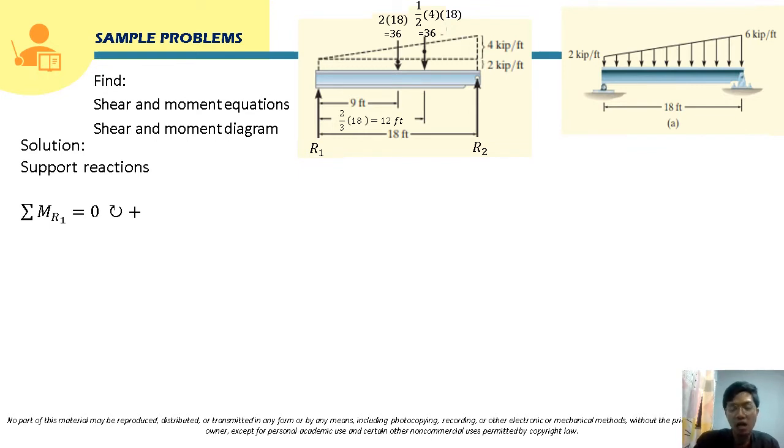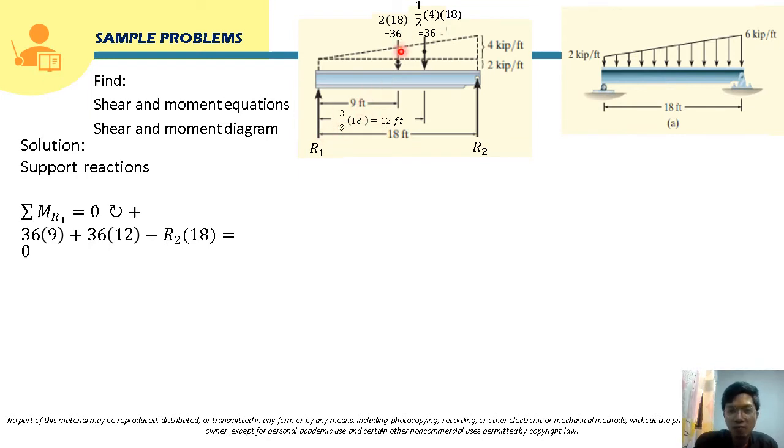On the other hand, class, we can take moment at R sub 1, so that R sub 1 will be cancelled and we can solve for R sub 2. So here, class, that is what we are going to do. We are going to take moment at the point of R sub 1. Taking moment here, R sub 1 will be cancelled.